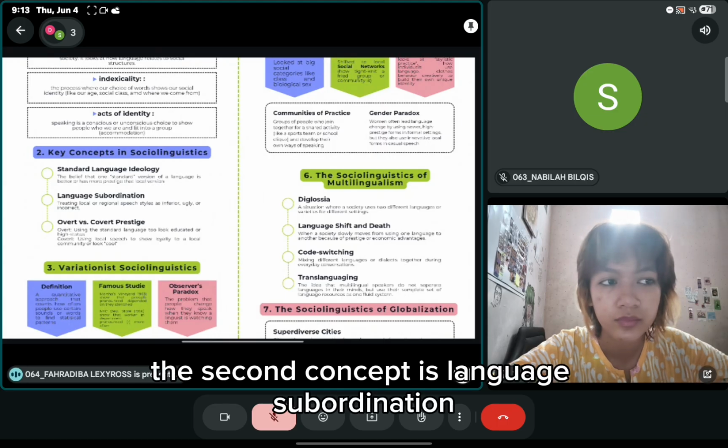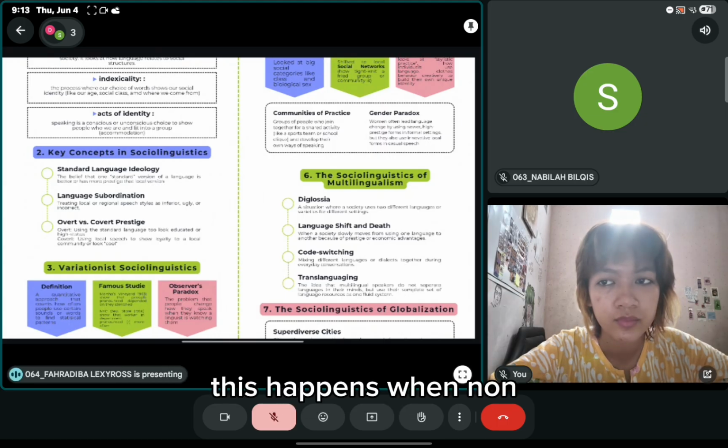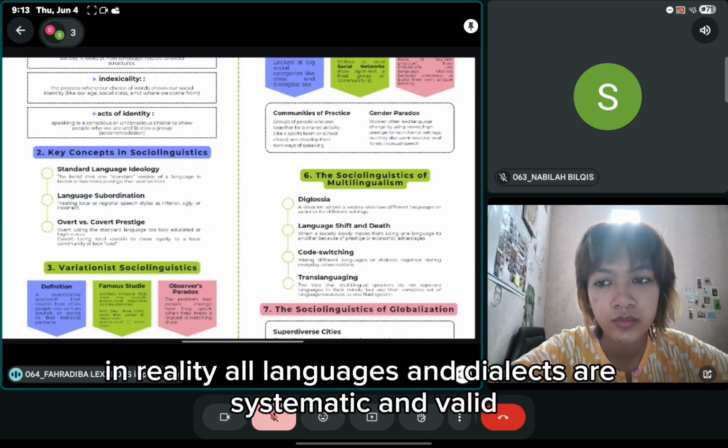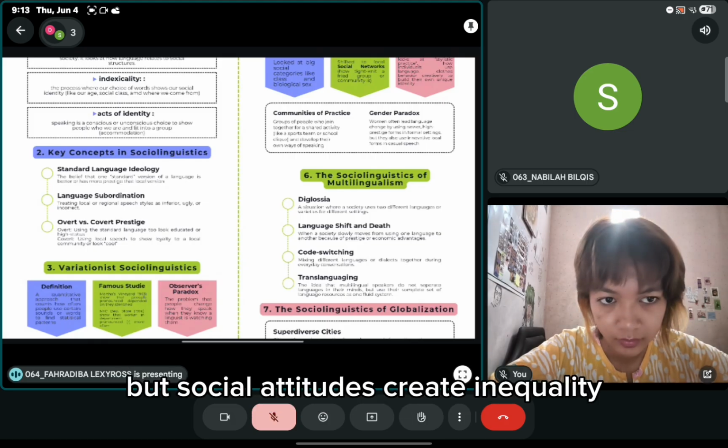The second concept is language subordination. This happens when non-standard or local varieties are considered inferior or less educated. In reality, all languages and dialects are systematic and valid, but social attitudes create inequality.